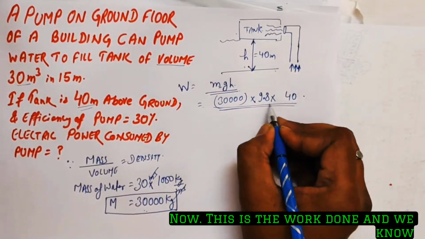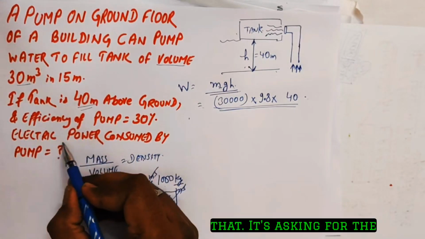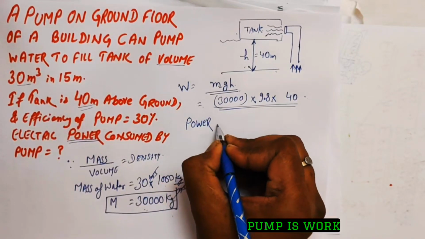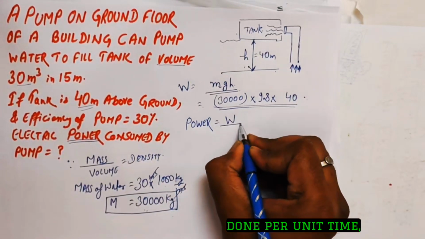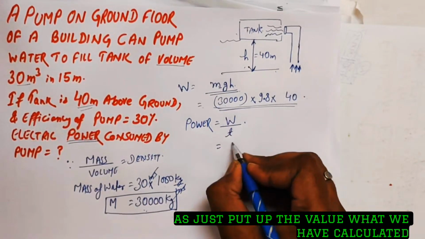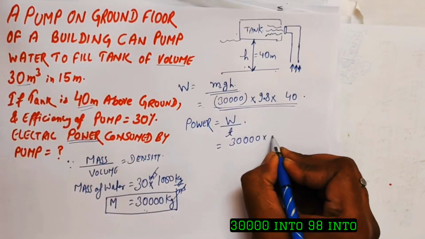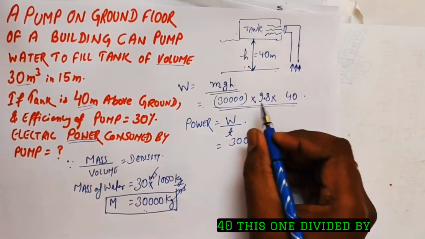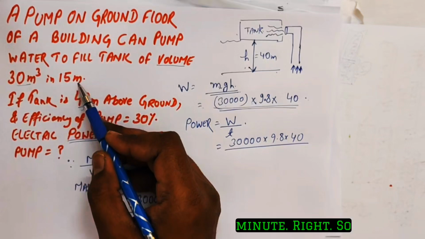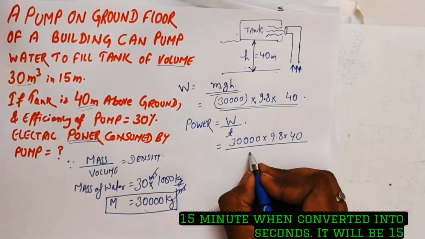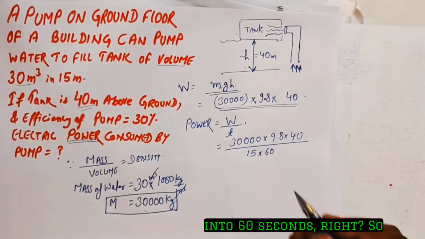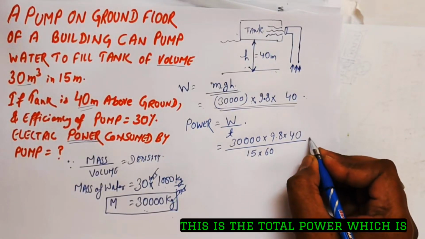Now this is the work done, and we know that it's asking for the power. So power of a pump is work done per unit time, right? So power can be calculated by putting in the value we have calculated, 30,000 into 9.8 into 40, divided by time. What is the time? This is 15 minutes, right? So 15 minutes when converted into seconds will be 15 into 60 seconds. So this is the total power which is consumed, in watt.